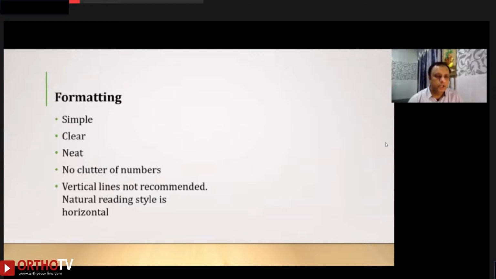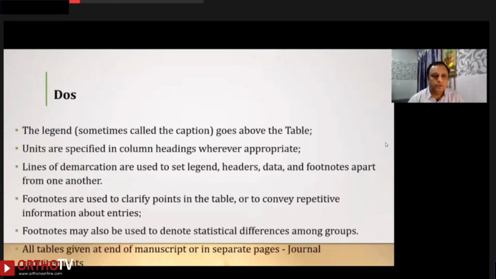Vertical lines are usually not recommended because the natural reading style is horizontal. And that's why horizontal banding is more recommended than banding of the columns. The do's for the table: legend, sometimes called the caption, goes above the table. Units are specified in the column headings wherever possible. Lines of demarcation are used to set legend, headers, data, footnotes. They should be set apart from one another when you are designing the table.